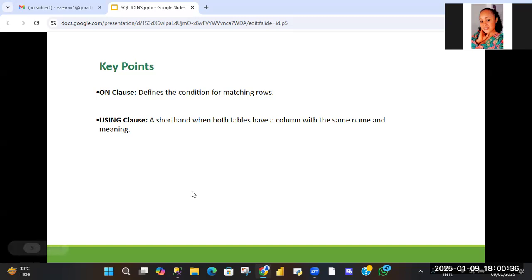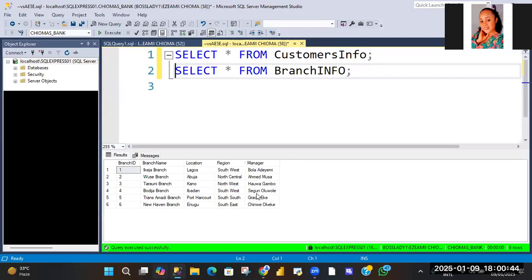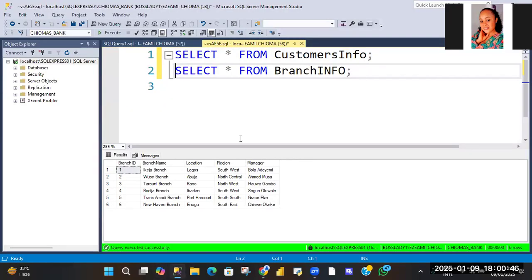So that's it. Let's look at the practical aspect of our lesson. I just created these two tables purposely for this. I had to minimize the data so that we'll be able to see the difference and what it's doing. So we'll look at the first table, which is customers info. That's our first table. We'll look at it.